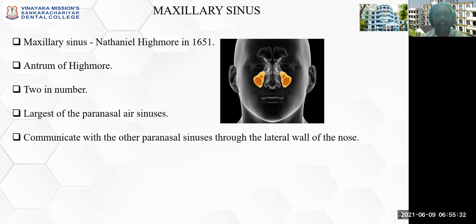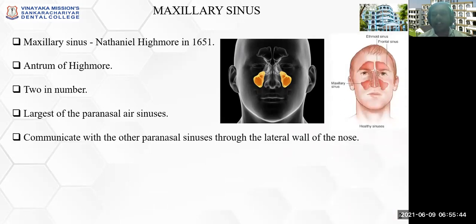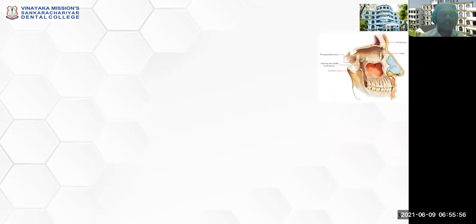You have a few more sinuses there: the sphenoidal sinus, ethmoid sinus, and frontal sinus. Among these, the maxillary sinus is the largest one, and these sinuses communicate freely through the lateral wall of the nose. You can see the other sinuses also in the picture there. The volume of the maxillary sinus ranges roughly between 15 to 30 ml. It opens and drains into the middle meatus of the lateral wall of the nose.